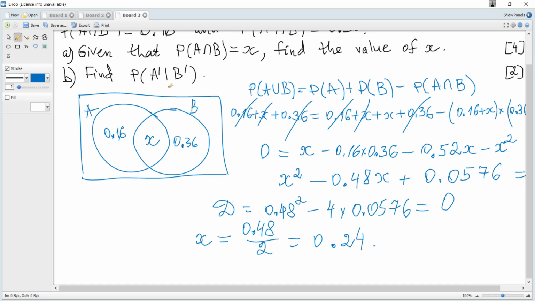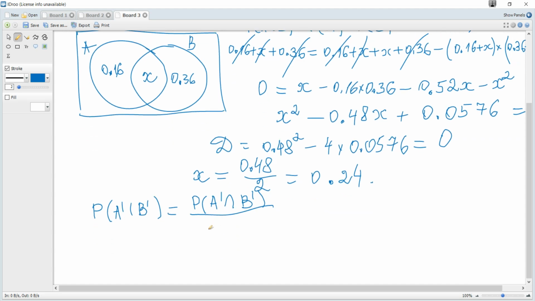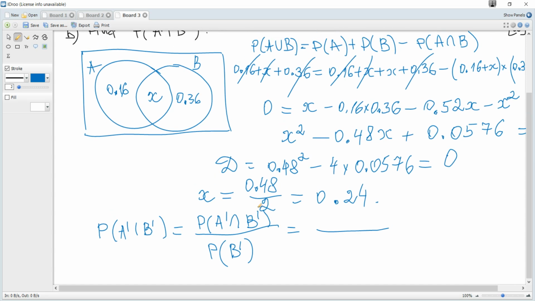Next, find the probability of not A given not B. The formula for conditional probability is given in the data booklet, and it looks like the probability of not A and not B divided by the probability of the given, so the probability of not B. What is the probability of not B?